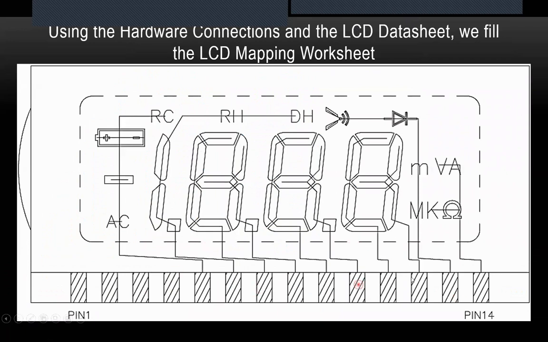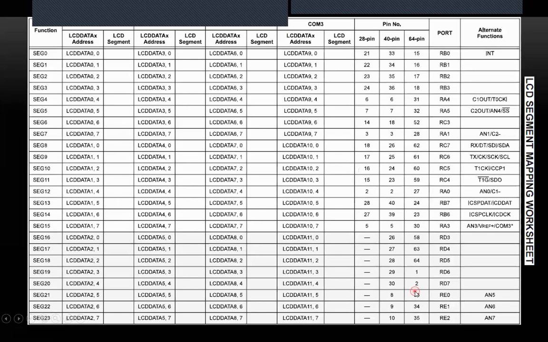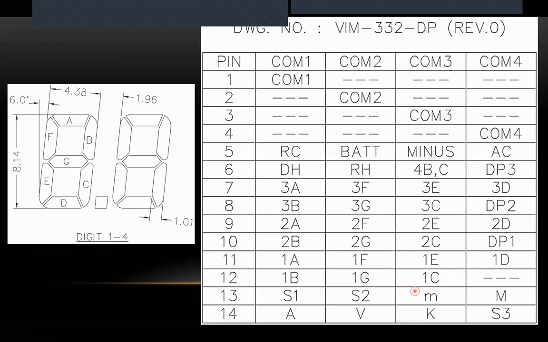So here we can see an example. In the LCD screen, pin number 14 is connected to these 4 segments: the kilo, omega, volts, and amperes. Similarly, pin number 13 is connected to mega, milli, diode, and antenna symbols. So if you want to display any of these segments here, we have to switch on one of the common pins and one of the segment pins. And this is given in the data sheet of the LCD screen.